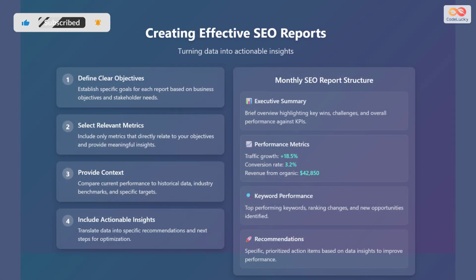Let's discuss creating effective search engine optimization reports, turning data into actionable insights. Here are some steps to follow. Step 1. Define clear objectives, which is establishing specific goals for each report based on business objectives and stakeholder needs. Step 2. Select relevant metrics, which is including only metrics that directly relate to your objectives and provide meaningful insights. Step 3. Provide context, comparing current performance to historical data, industry benchmarks, and specific targets. Step 4. Include actionable insights, which is translating data into specific recommendations and next steps for optimization.